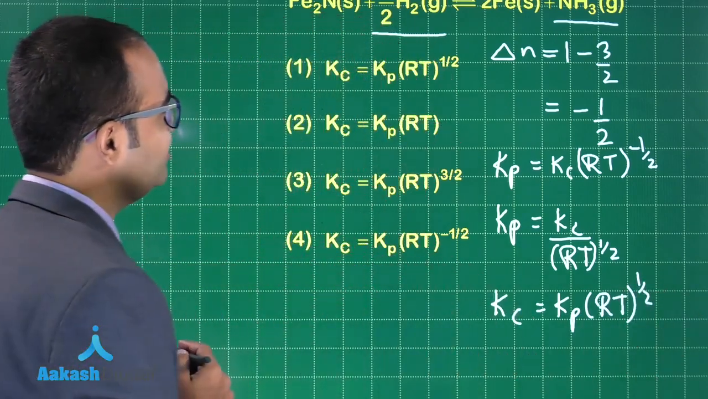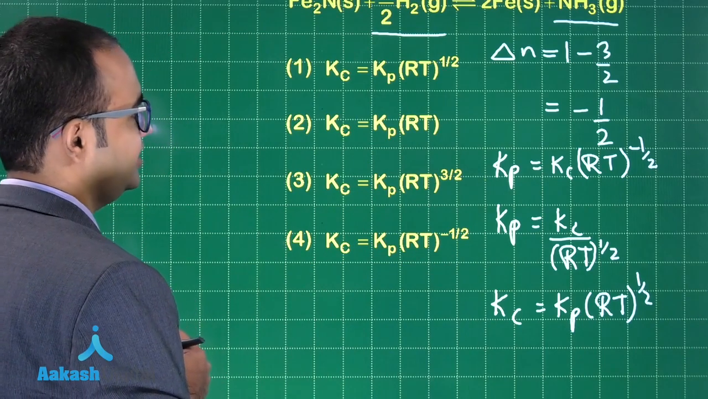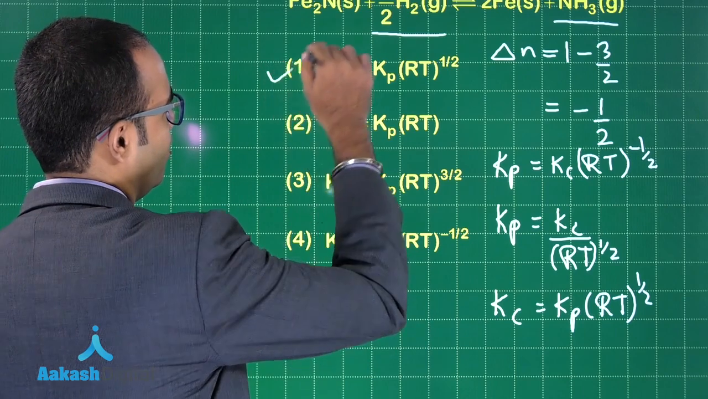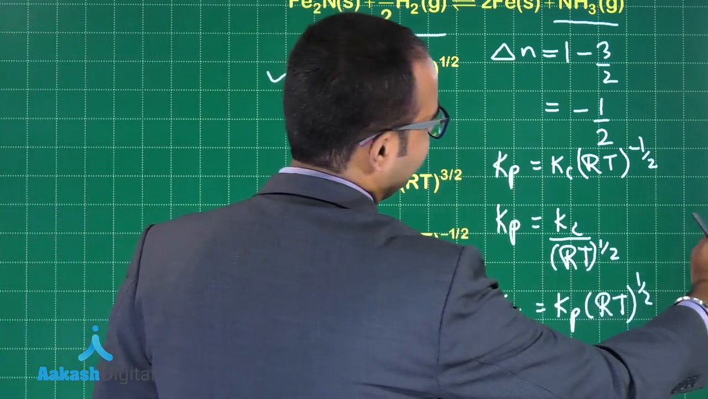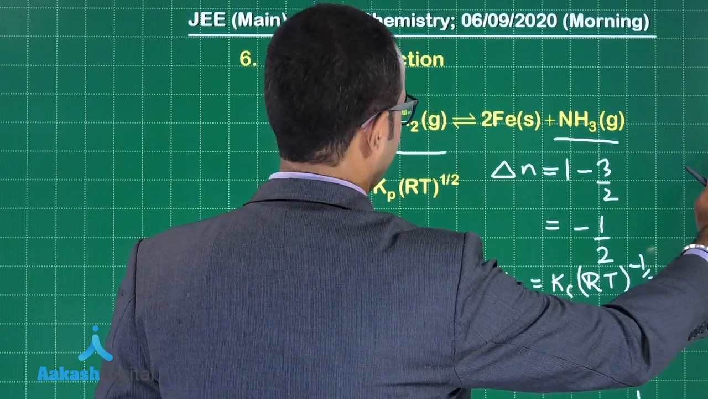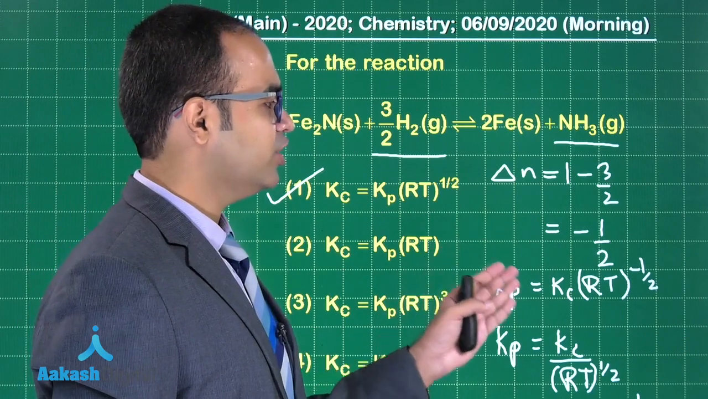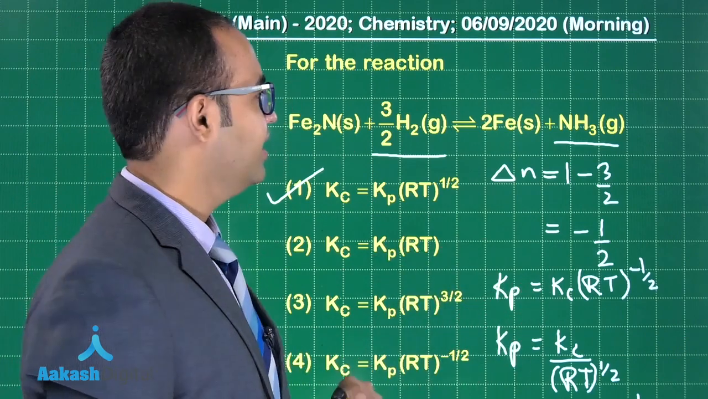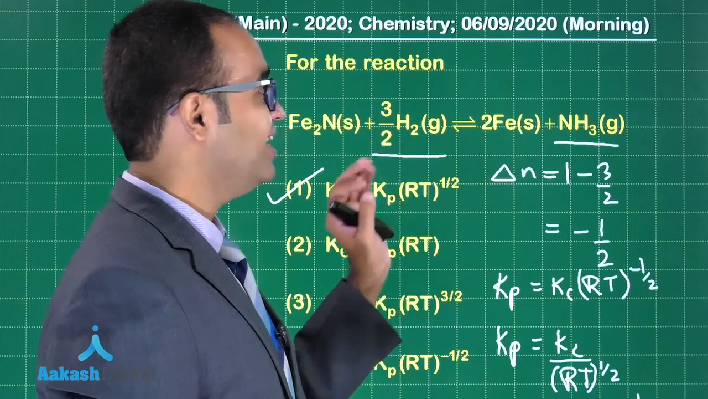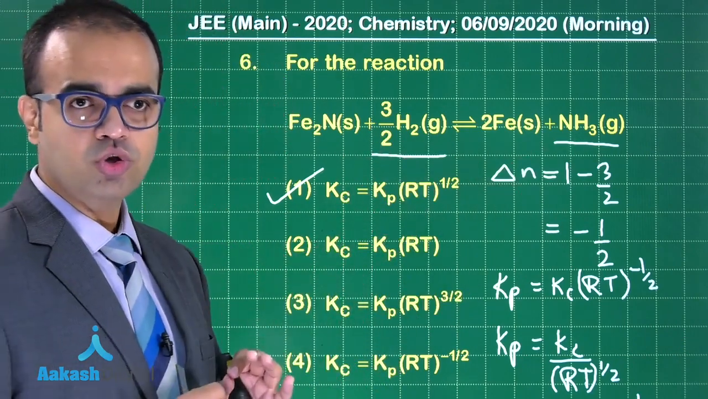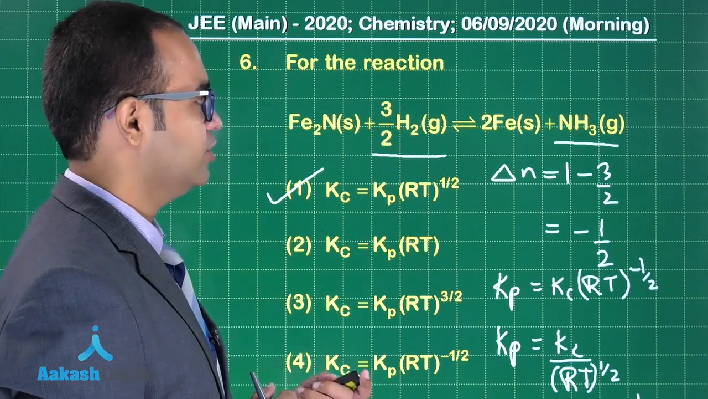So is this matching with the options which are given to us? Let's see. So the answer is option 1, guys. Is the working clear? All of you understood? A simple sum, just that you should remember the relation between Kp and Kc. And the second thing is that for del n, we have to take only gases. We don't consider solids for del n. Let us go on to the next question.